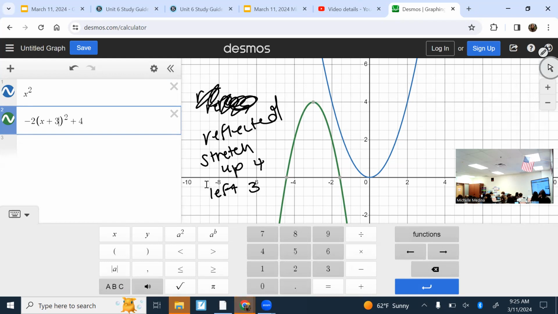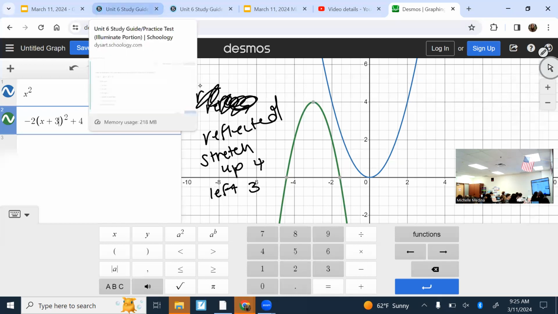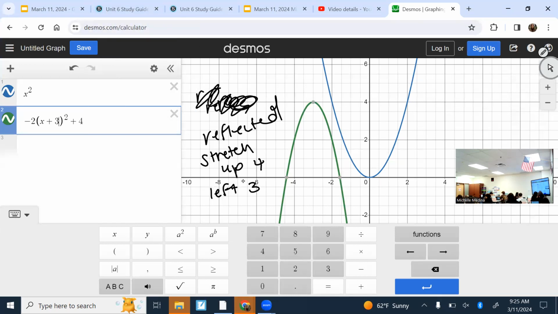So you could memorize it from the lesson, like what changing A does, what changing H does, what changing K does. You can see where all of these are in the equation. Or you could graph the parent and graph the transform and compare. So it had to be those 4 different things. Questions on that? Okay, any other questions?